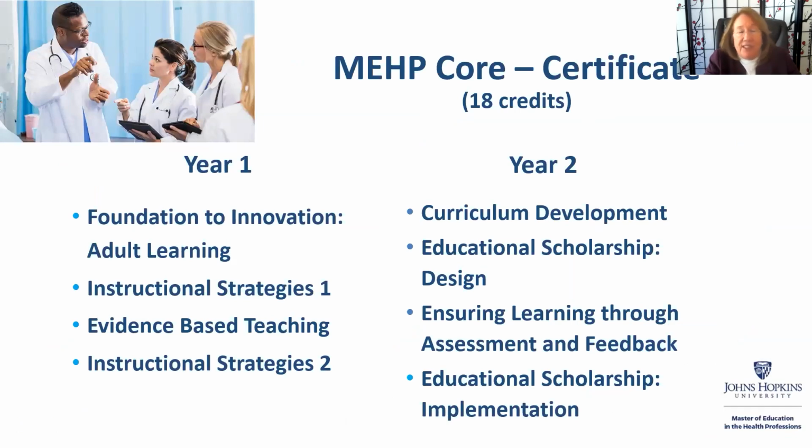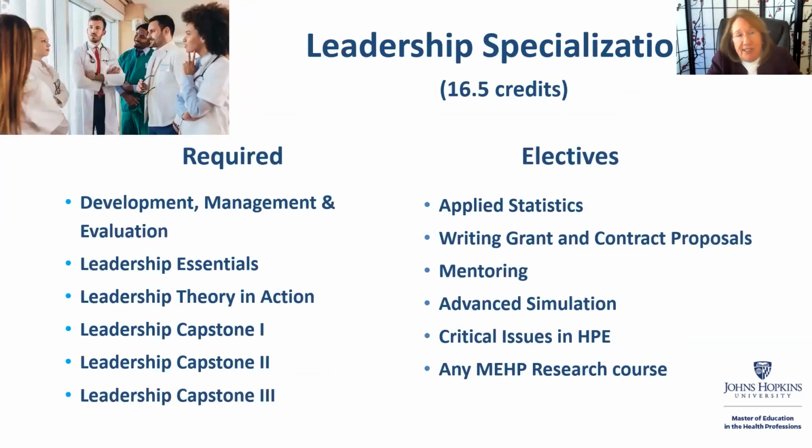To understand what you're studying in each of these aspects of the MEHP program, we have the core, and the core consists of 18 credits. And we have it listed here as 2 years. Again, if you're taking 2 courses at a time, you will finish this in 1 year. So this is 18 credits.